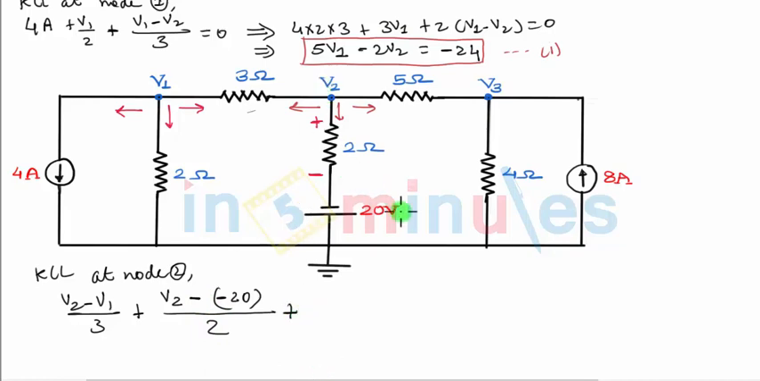If the battery polarities of 20 volts were like this, then we would have written V2 minus 20, that's it, divided by 2. But because they are inverted, we have written V2 minus of minus 20. I hope this is clear to everyone. The third current will be through the 5 ohm resistance towards right. It will be V2 minus V3 upon 5.